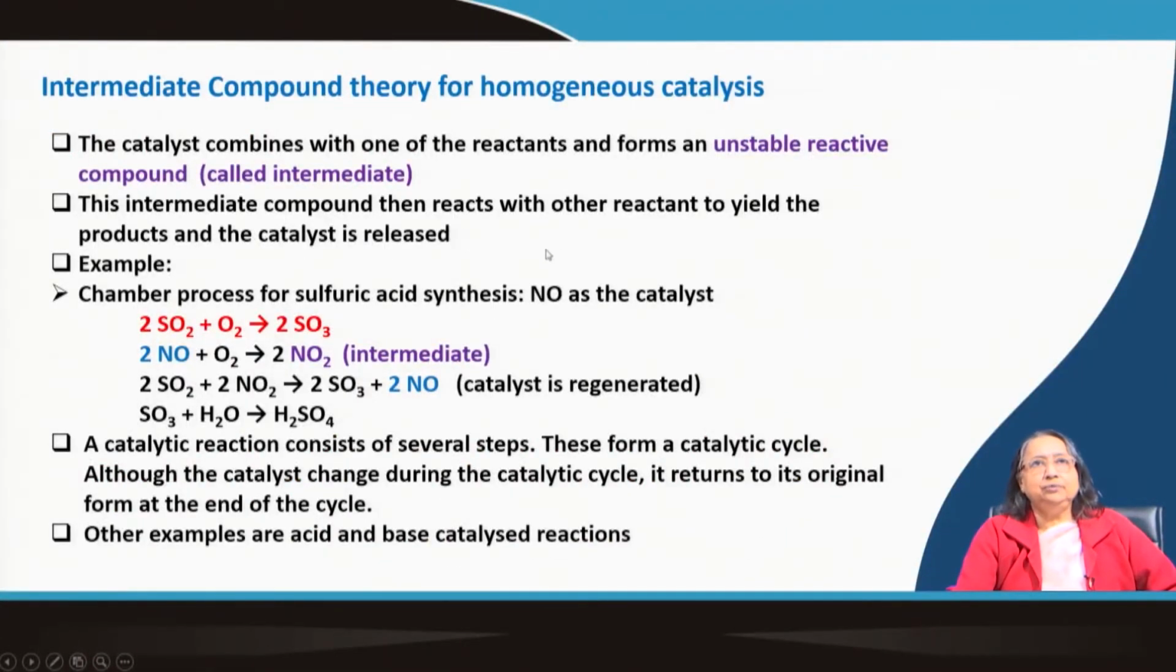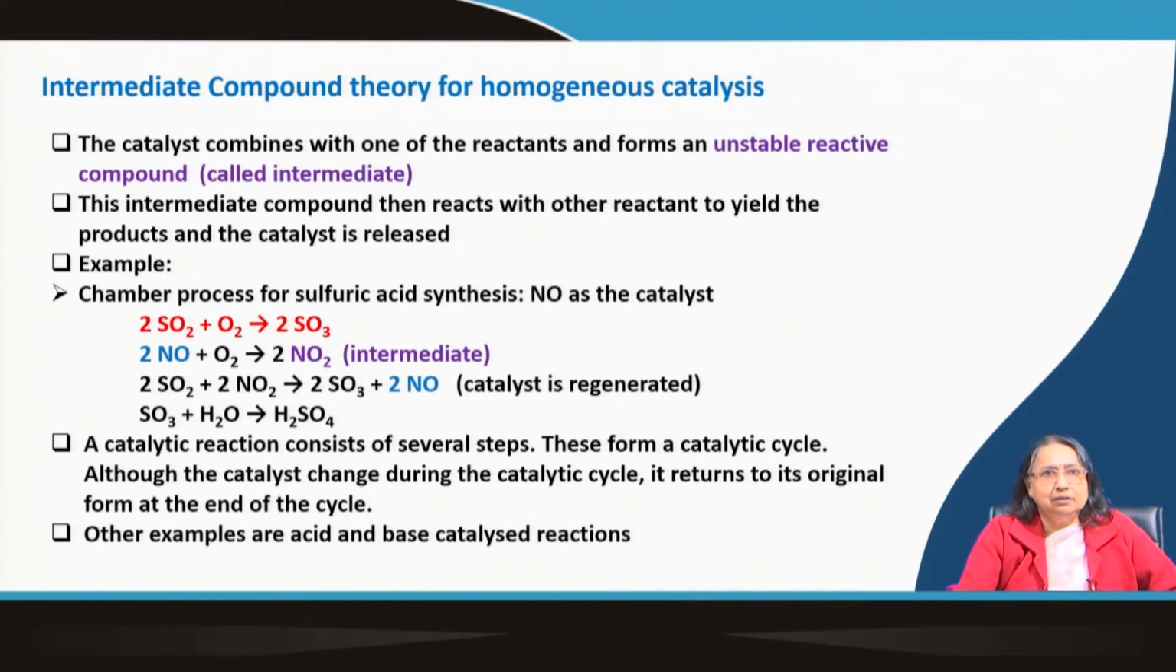intermediate compound theory for homogeneous catalysis. This is a theory that is given for homogeneous catalysis. What is that? The catalyst combines with one of the reactants and forms an unstable reactive compound, called the intermediate. This intermediate compound then reacts with the other reactant to yield the products, and the catalyst is released. Okay. Similar thing we have seen in the last example, right.